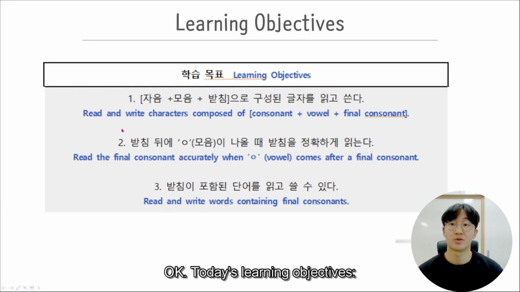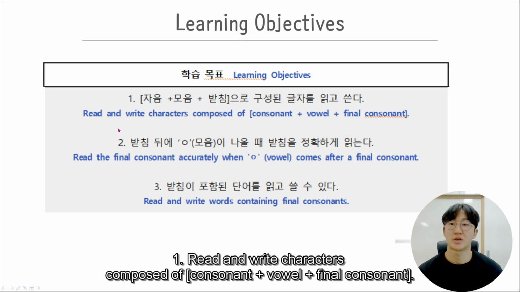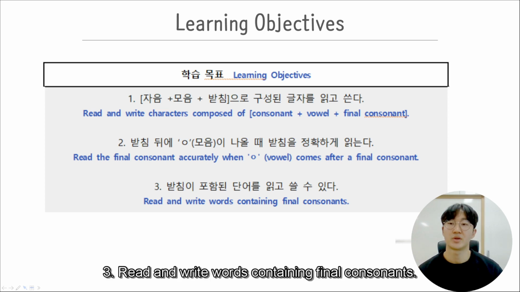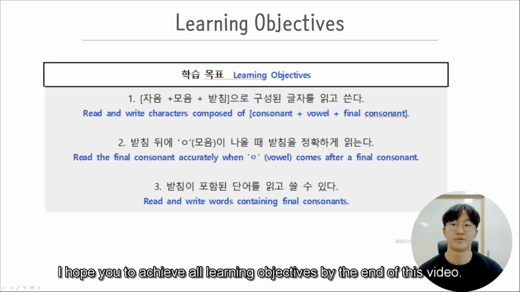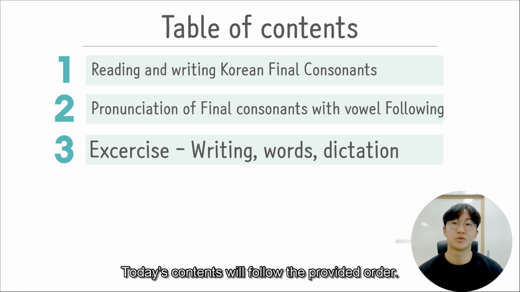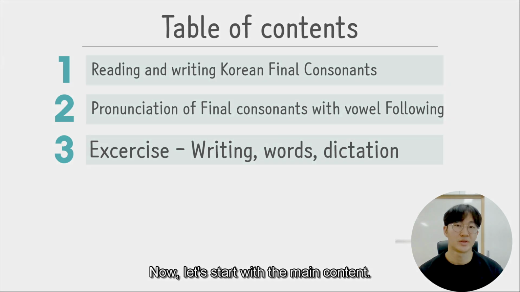Okay, today's learning objectives. First, read and write characters composed of consonant plus vowel plus final consonant. Second, read the final consonant accurately when iung, vowel, comes after a final consonant. Third, read and write words containing final consonant. I hope you achieve all learning objectives by the end of this video. Here is today's content. Today's content will follow the provided order. Now, let's start with the main content.